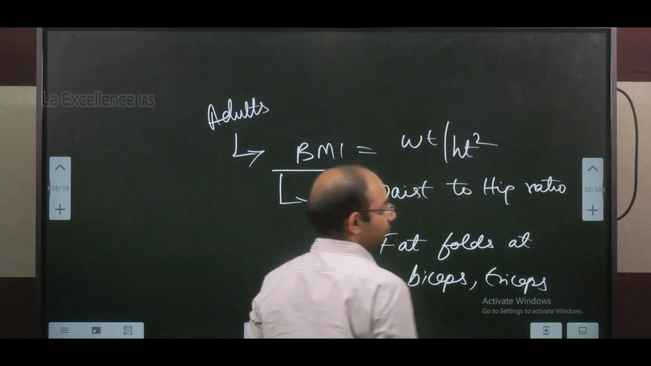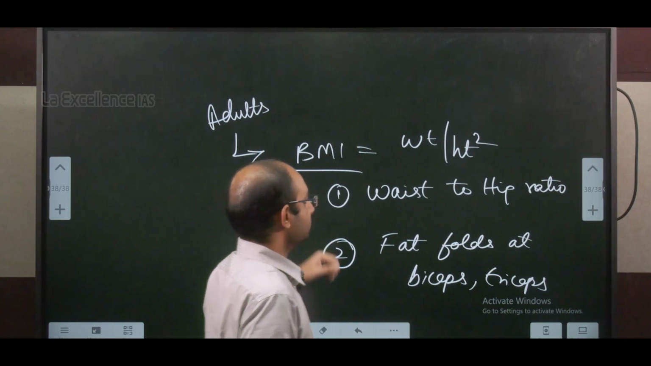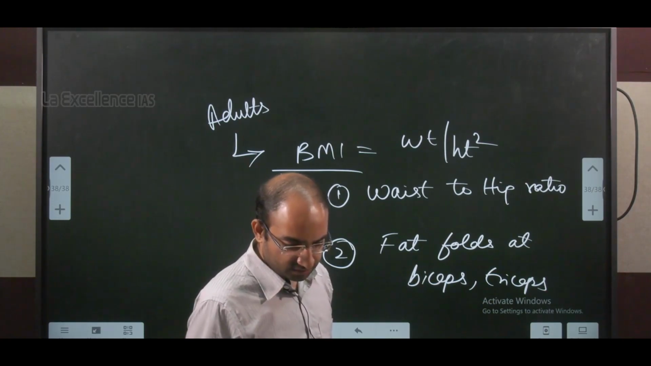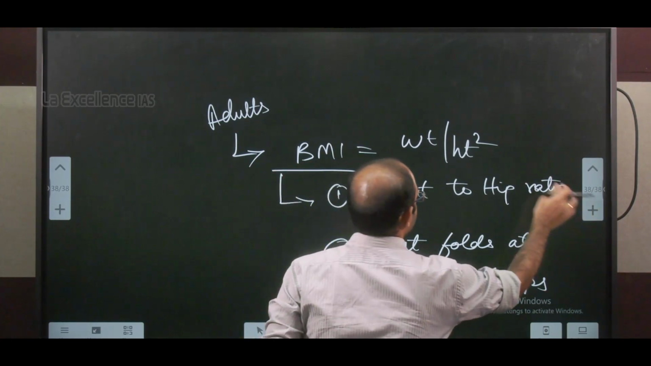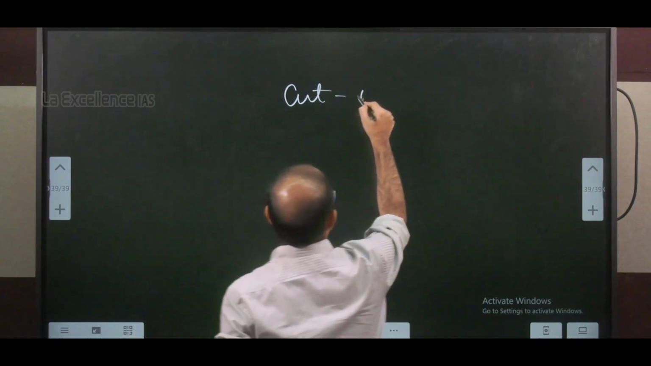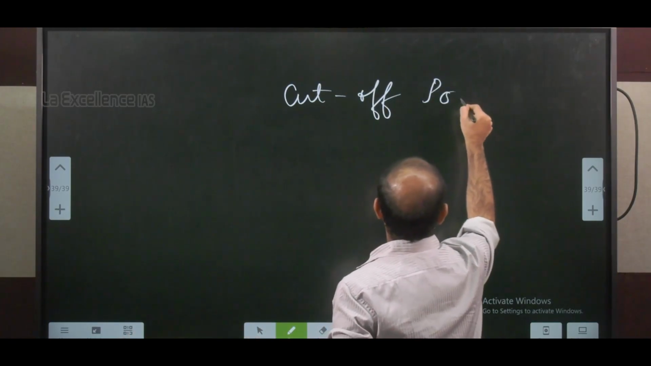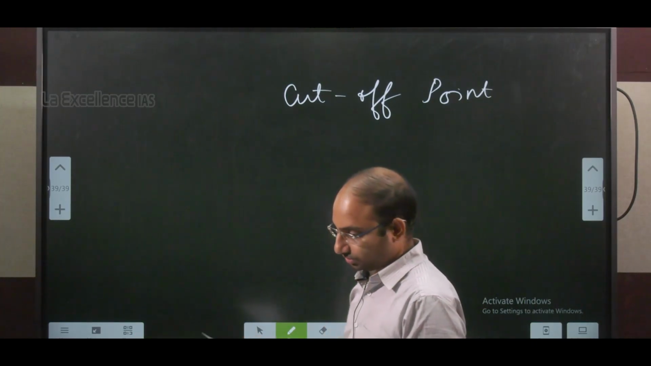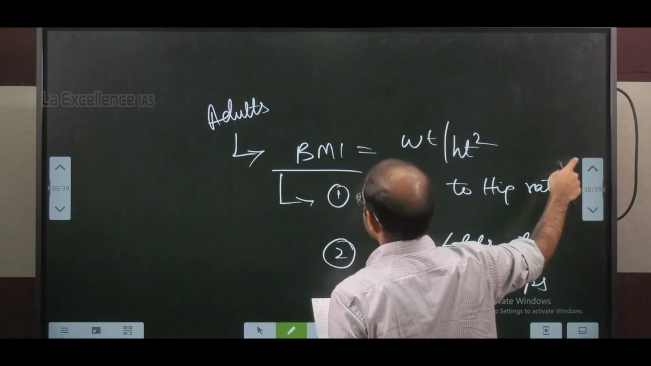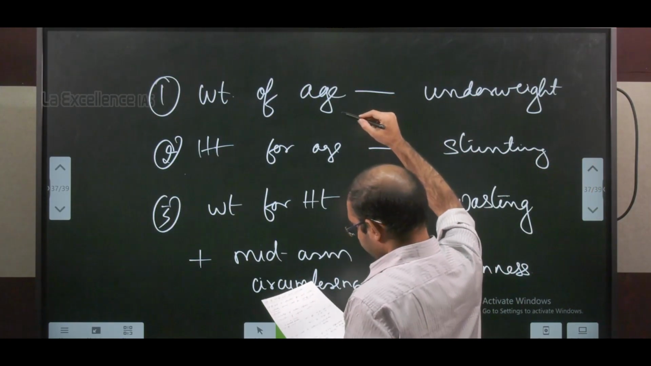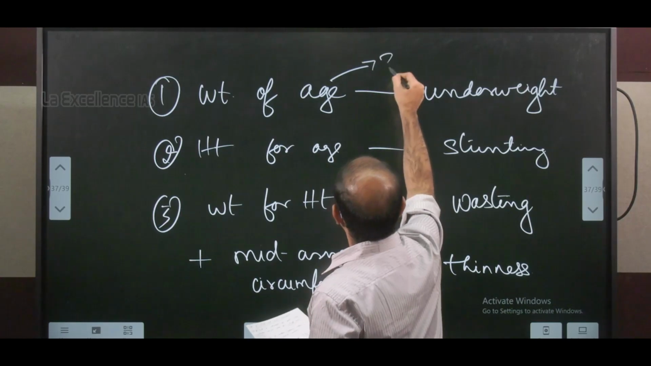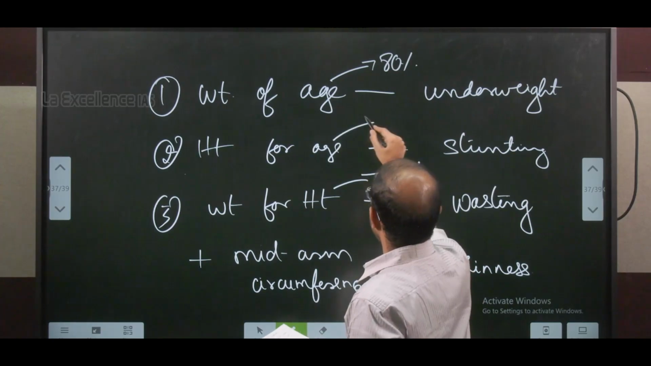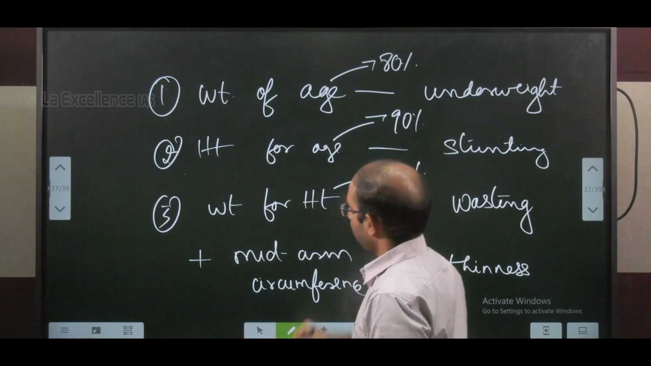So this is defining growth using some indicators. For deviations, we also have cutoff points. This cutoff point is generally around 80%. The cutoff point is 80% for weight for age, 80% for weight for height, and 90% for height for age.